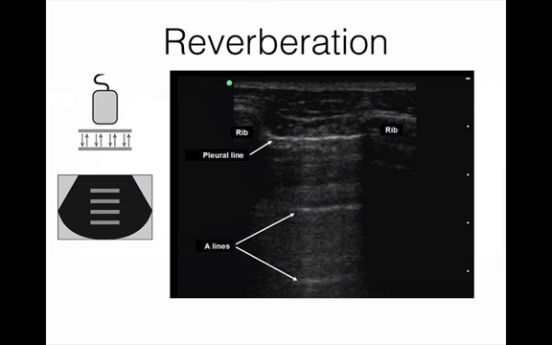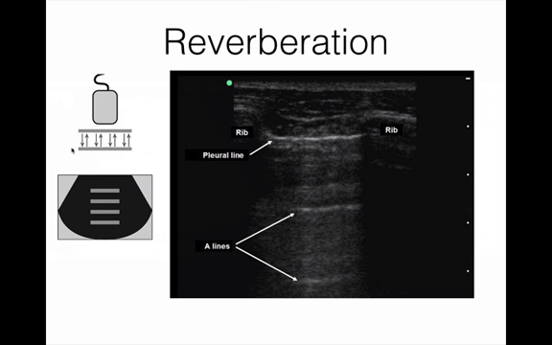The last artifact that you really need to know is reverberation artifact. How this works is that you need some sort of bright reflector. That just means that there are two types of structures that are close to each other. One is very dense, the other one is not so dense. And when the ultrasound wave encounters something like this, it'll actually reflect off of something that's really dense and bounce right back to the probe and continue to ricochet, kind of like a ping pong match.